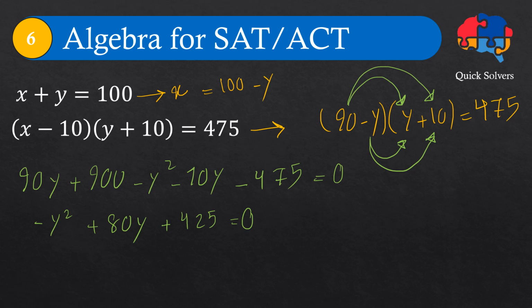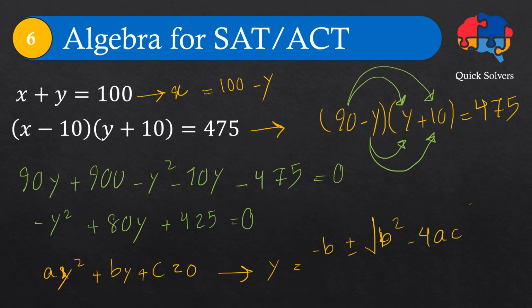Now this is a quadratic equation, so I can use the quadratic formula. I can rewrite this in the form of a y squared plus b times y plus c equals 0, and then use the quadratic formula to find what y is. For that I should use minus b plus or minus the square root of b squared minus 4 times a times c, divided by 2 times a. And then here a is minus 1, b is plus 80, and c is 425. Then I just need to replace the numbers here and calculate this.